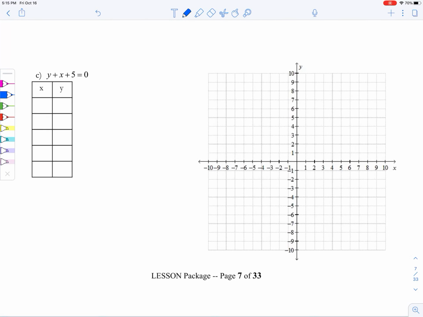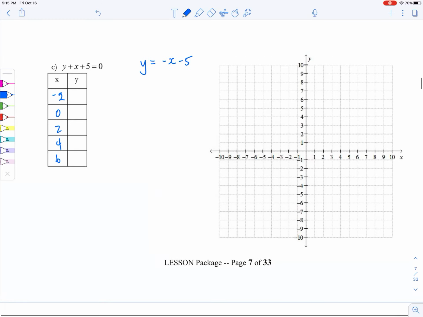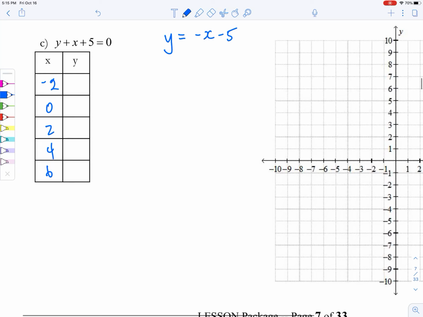This one here, skip ahead if you feel like you've got it now. First thing I'm going to do is isolate y. So this would be y equals -x minus 5. Don't have to be fancy or careful with our x's. So I'm going to just pick different ones this time: -2, 0, 2, 4, 6. Because it doesn't really matter what you pick.